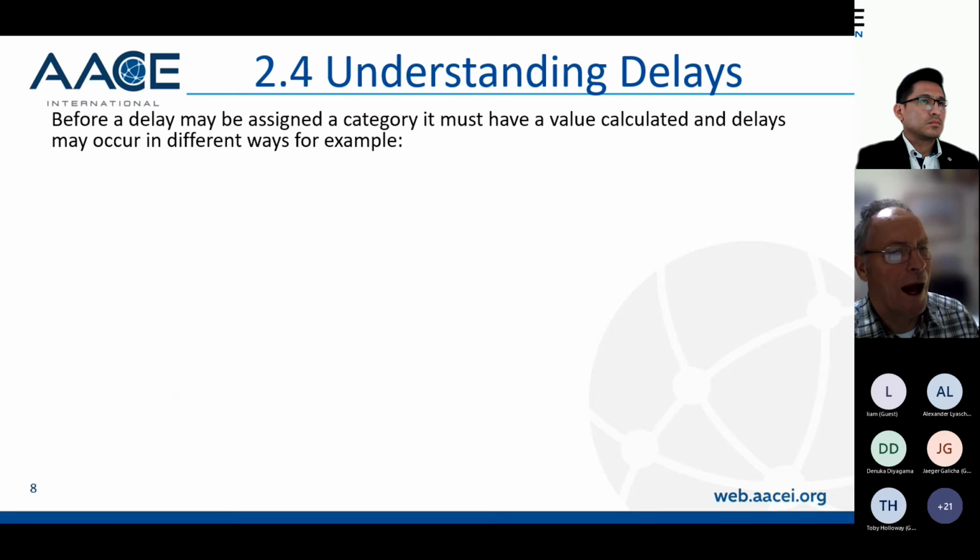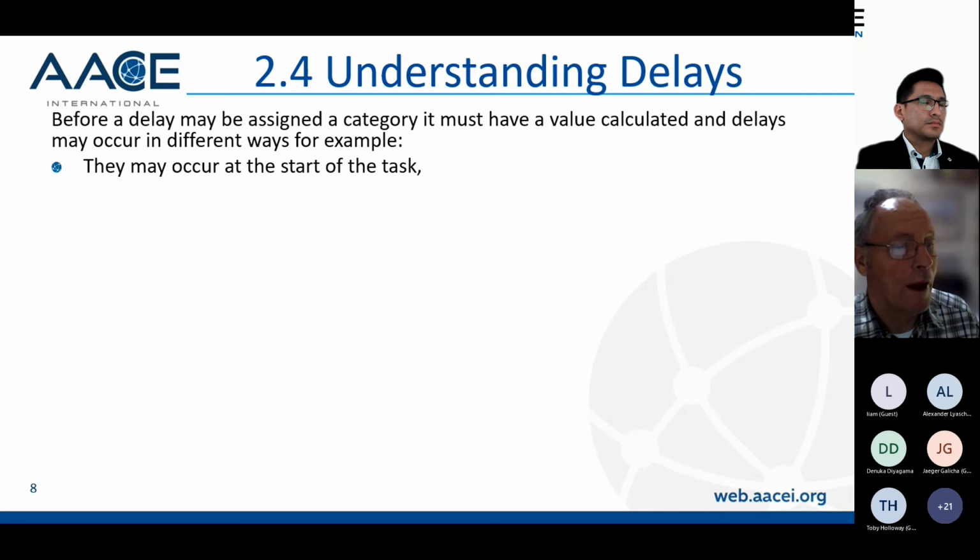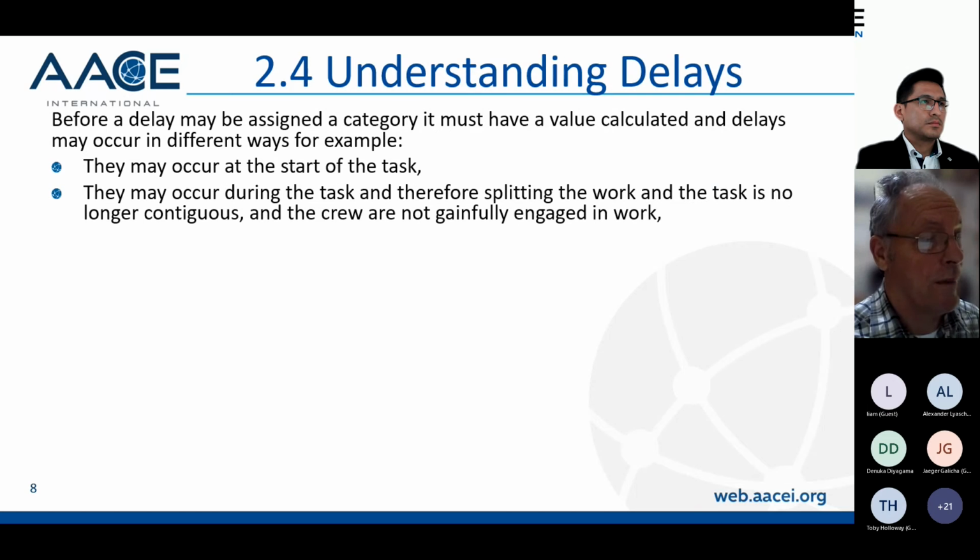Moving on then, understanding delays. Before a delay may be assigned a category, it must have a value calculated, and delays may occur in different ways. So for example, a delay may occur at the start of a task, so that prevents the task starting. It may occur during the task and therefore split the work, so the task is no longer contiguous. So the crew may start at the work and then can't continue.